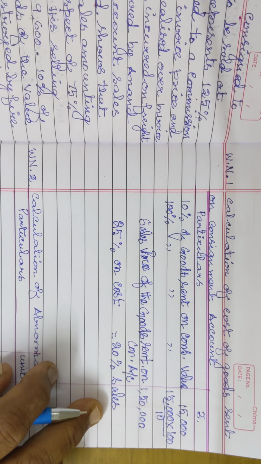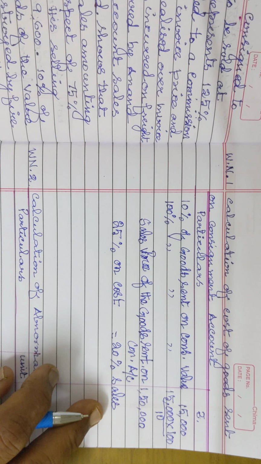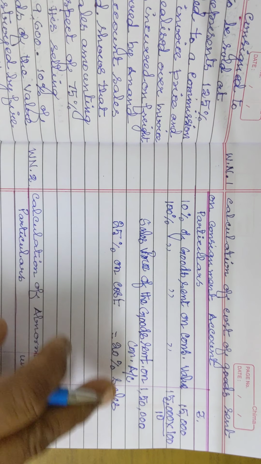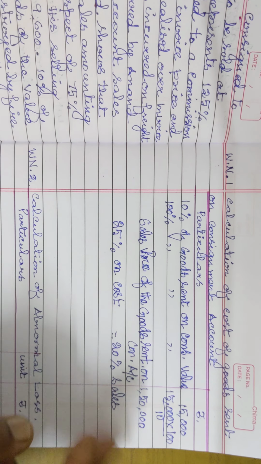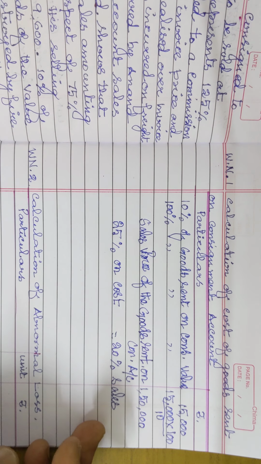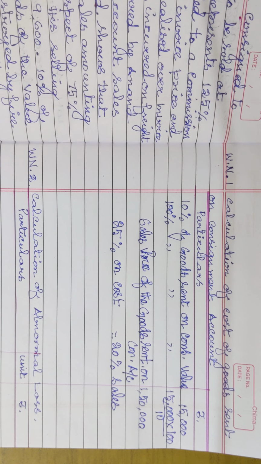You add 1 to the denominator, you will get the profit percentage on sales. Suppose this is 1 by 5, this will be 1 by 6. If you want to come back from sales to cost, just deduct that 1 from the denominator. If this is 1 by 5, you come back here as 1 by 4.